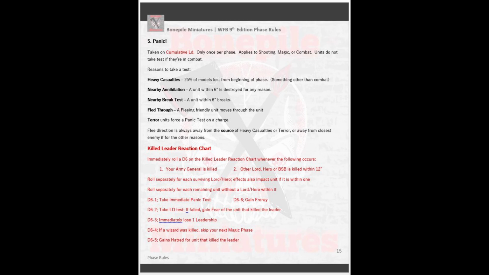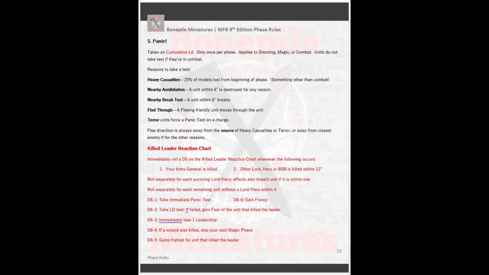And finally, result number 6. Gain frenzy. The unit would gain frenzy in general application, and it would not be directed only towards the unit that killed the leader. And of course, if the unit already has frenzy, then this does not add any extra effects. It's still just normal frenzy. Alright, so now that's the end of this chart.